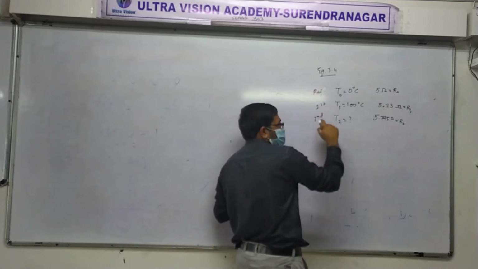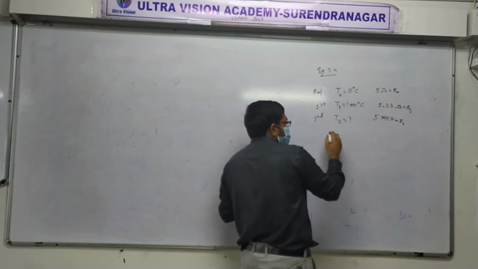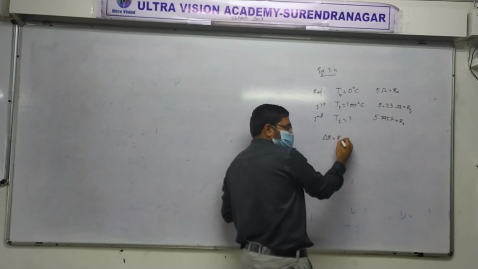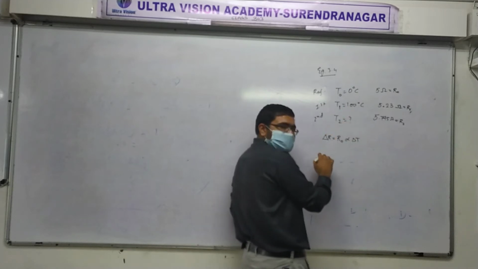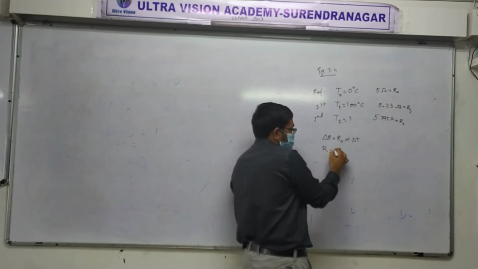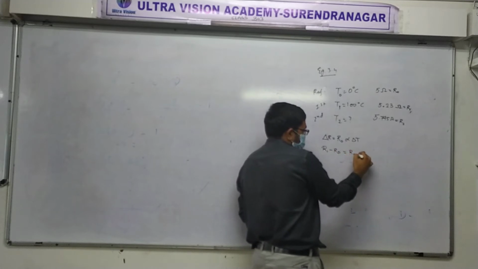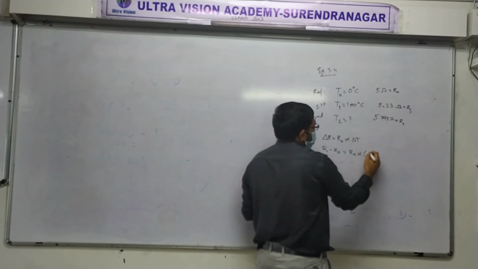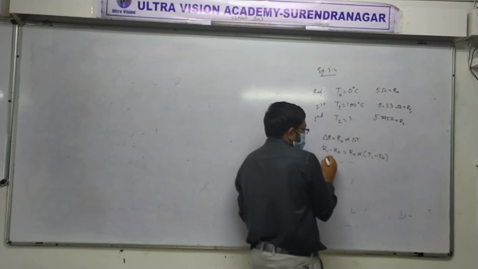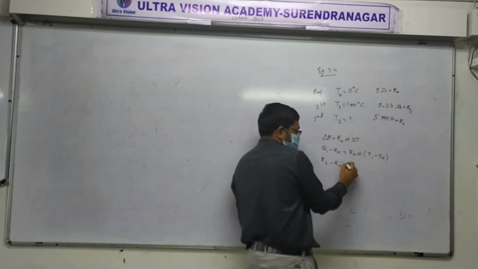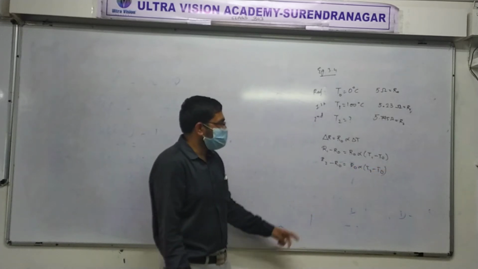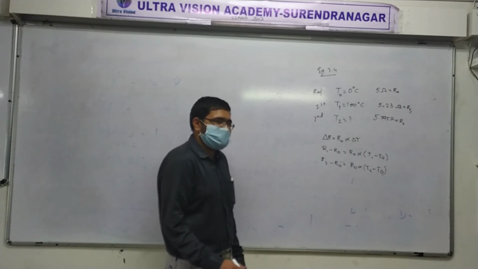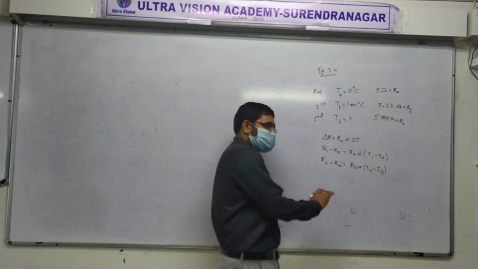So we make an equation for the first one. For delta R, delta R is equal to what? R0 alpha delta T. Okay, so delta R means R1 minus R0, is equal to R0 alpha delta T, meaning T1 minus T0, and similarly for the second one, R2 minus R0. Okay, divide it. So alpha cancelled, R0 also cancelled. Understood?